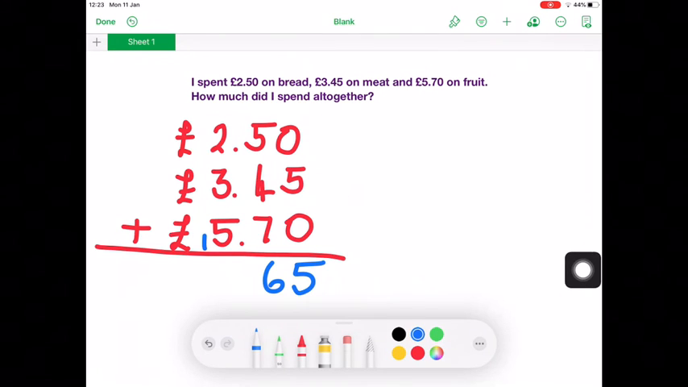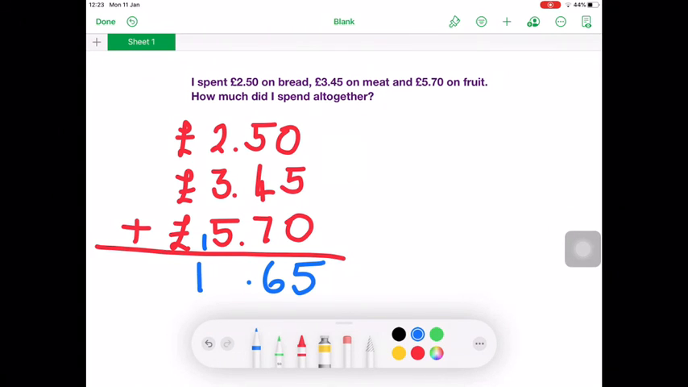I'll remember to add in my decimal point, and then I'll add all of my pounds together. So 2 plus 3 is 5, 5 and 5 is 10, and a 1 is 11. So my total is £11.65.